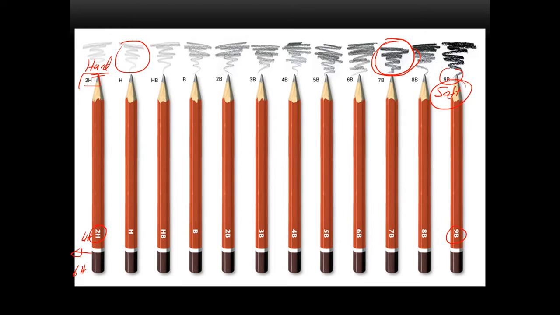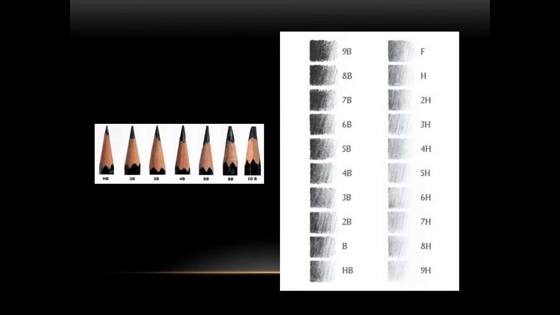Now, in the middle of the road is HB. So this is like the neutral pencil, and then the 2B is like the number 2 pencil that's used for tests. All right. So it's very important to understand this concept. Now, these are just the soft pencils that are illustrated over here.